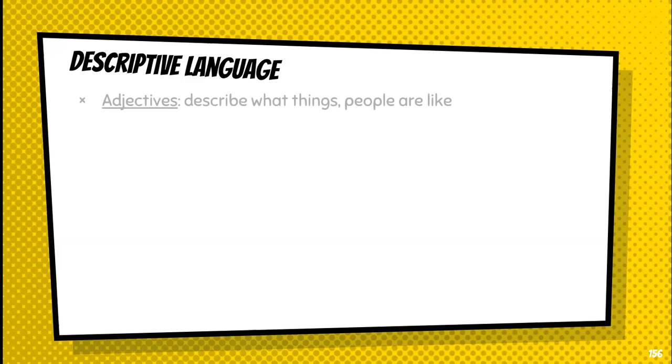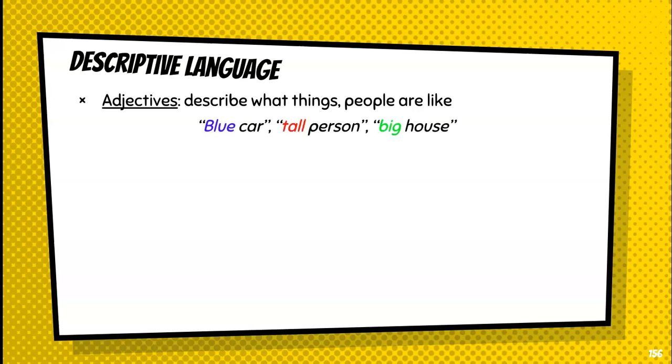Perhaps the most straightforward way is by using adjectives. Adjectives just describe what things or people are like, and we put them in front of nouns or objects. So for example, instead of just saying car, we could say blue car, tall person, big house. Now these are very simple adjectives, and we'll be looking later at more descriptive words that you can use.